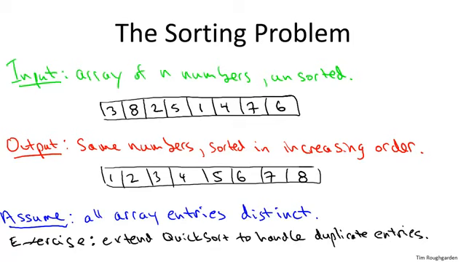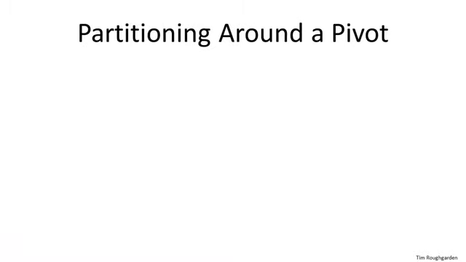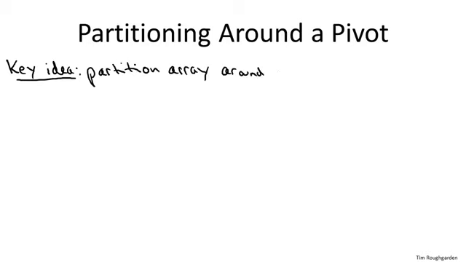To discuss how quicksort works at a high level, I need to introduce you to the key subroutine. And this is really the key great idea in quicksort, which is to use a subroutine which partitions an array around a pivot element. So what does this mean? Well, the first thing you have to do is pick one element in your array to act as a pivot element.